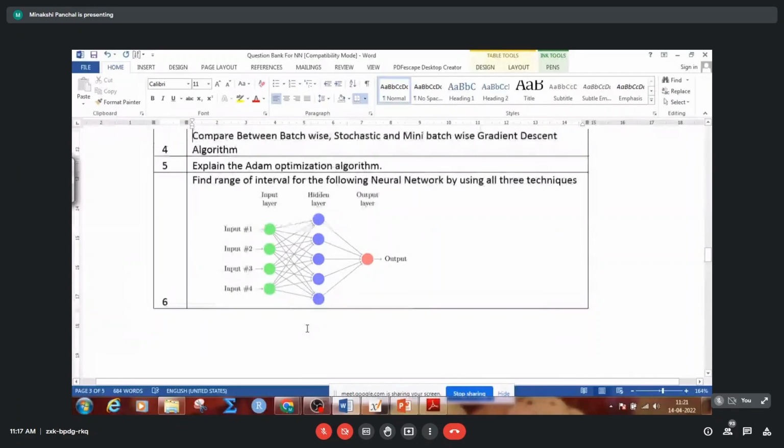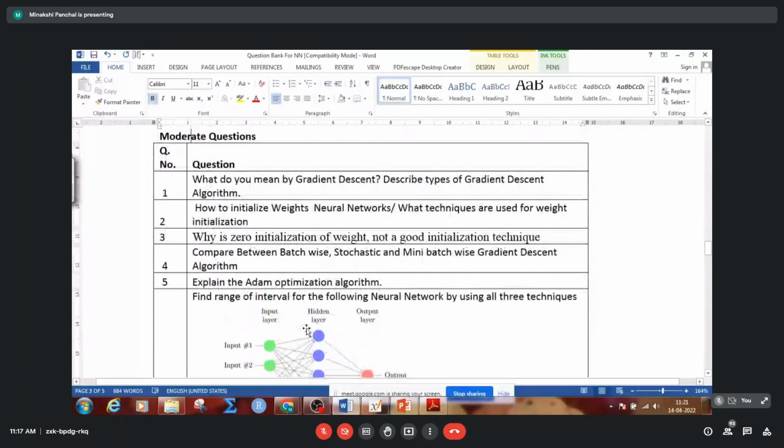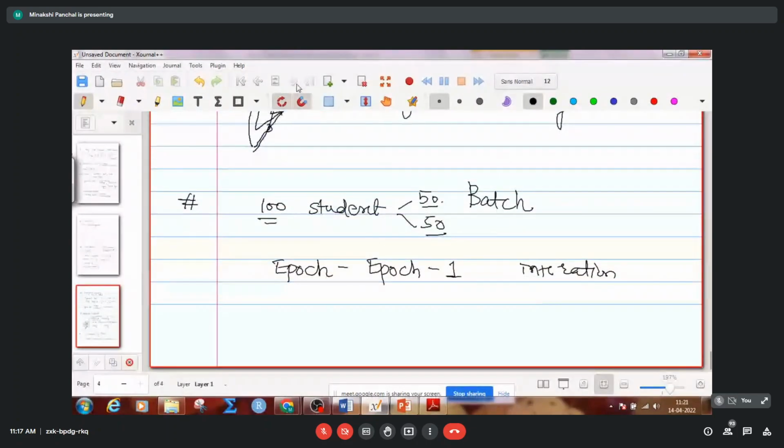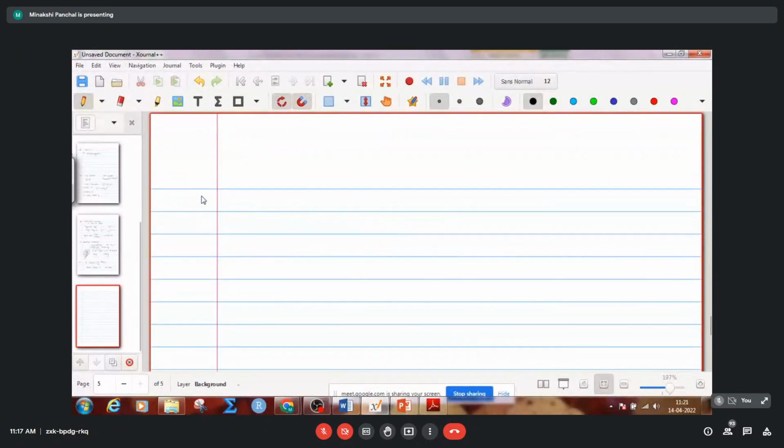Then the next question, this is a moderate level question now. In moderate level questions, see: what do you mean by gradient descent? Describe types of gradient descent algorithms. Now we are merging these two so that you can write them down. So what is gradient descent? You should describe the concept of gradient descent, the whole concept should come. First you should start with what the gradient is.